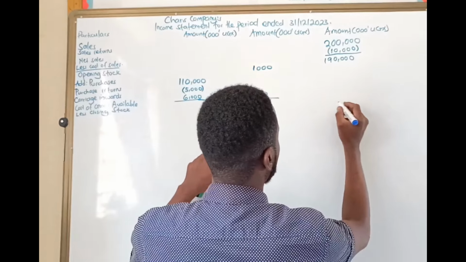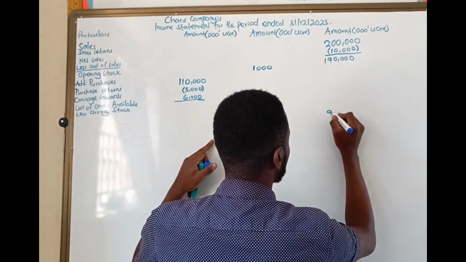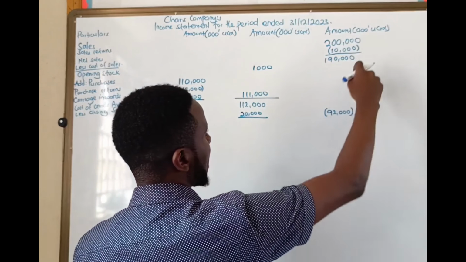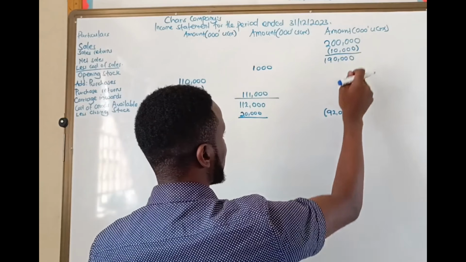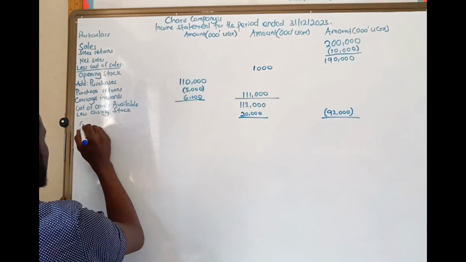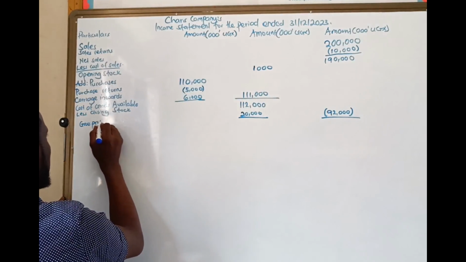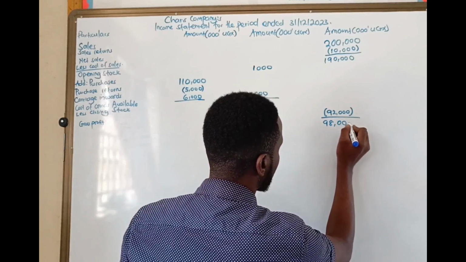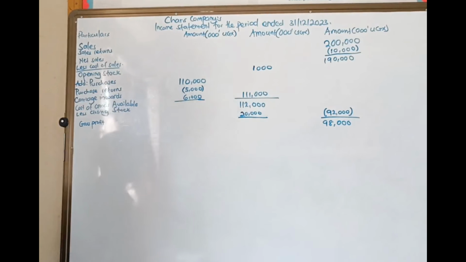So we bring it here and say 92,000 as our cost of sales. So what we are going to do, we are going to deduct our cost of sales from our net sales, and the figure that we shall get will be the gross profit. Therefore, our gross profit is 98,000. That's how it is.